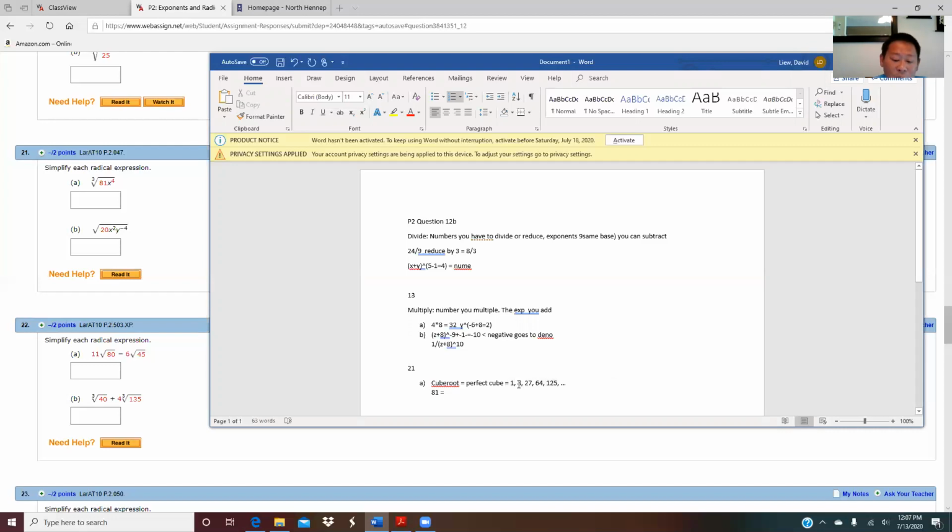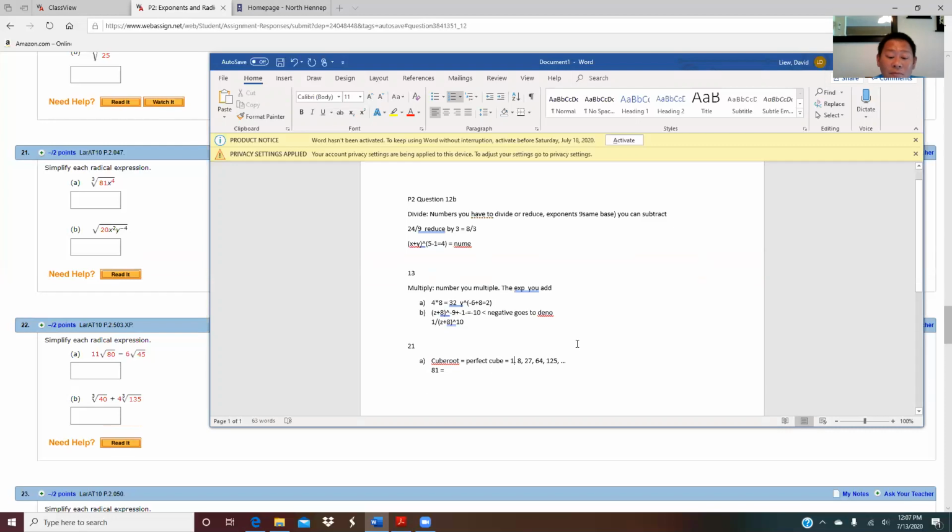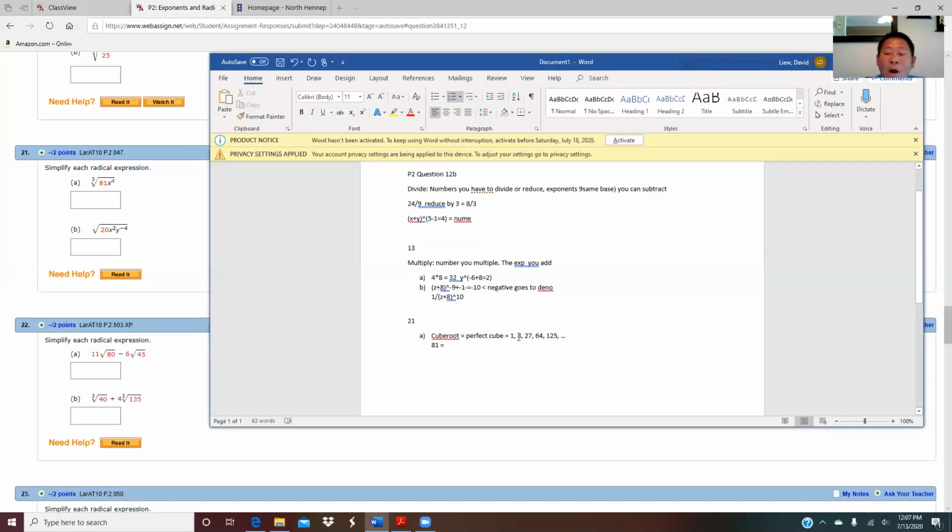So can someone tell me which perfect cube here is a factor of 81? Can 8 go into 81, 27, 64, or 125? Which one of these can go into 81? Only one of these numbers, besides one. So it's 27. So in this case, 27 times 3 is 81. Because 27 is a perfect cube, this will give me 3 cube root of 3.